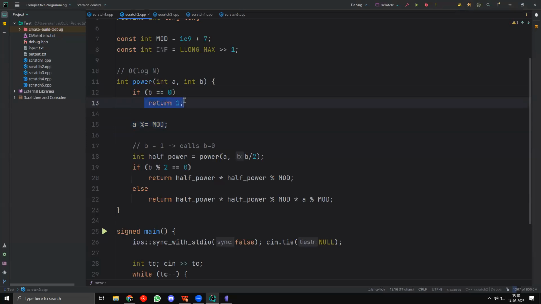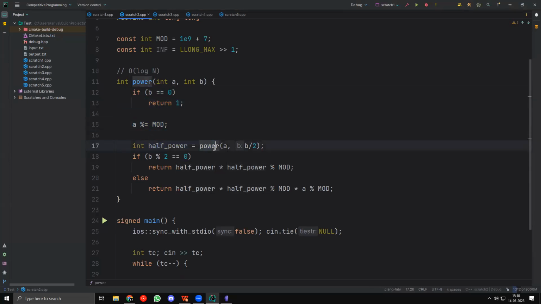So if b is equal to 0, return 1. A modulo equal to mod, then you'll say half power equal to power a comma b by 2. And I know that this value will surely be modulo. So I know that power a comma b by 2 will always be less than mod. I know this because this value is going to return a value that's already modded, right? So I'm always modding this before I return this. I'll take half power into half power modulo mod times a modulo mod, right?